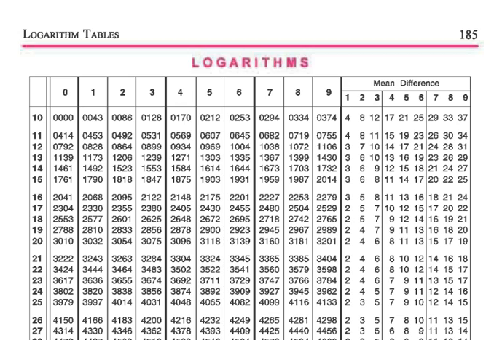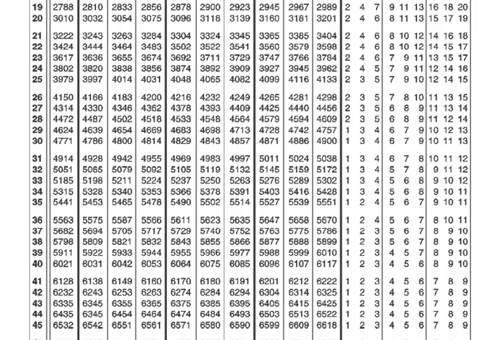34 in the second column, which is 5340, and the mean difference of 6. Continuing along this row, the mean difference of 6 is 8: 1, 2, 3, 4, 5, 6. So 5340 plus 8 is 5348.